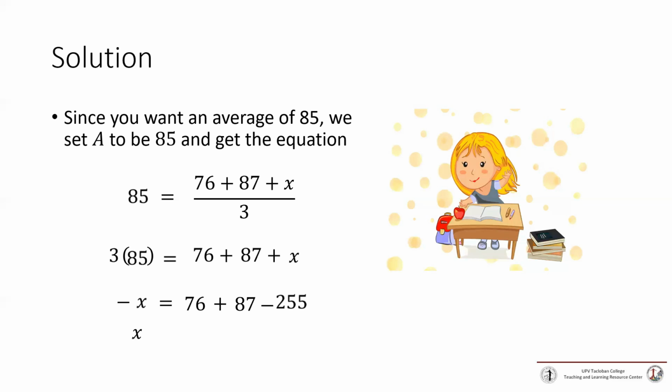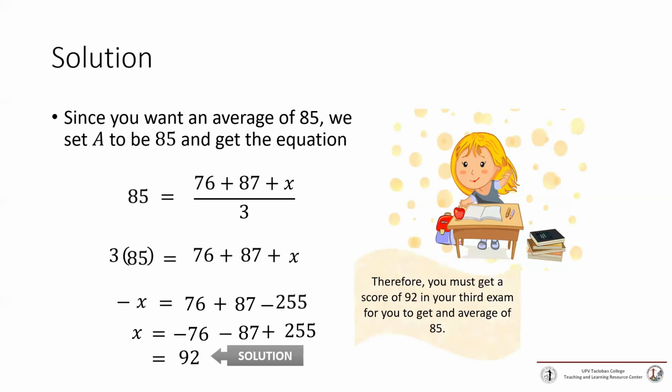And then you simplify. We just multiply a negative sign to both sides. Then we have X is equal to negative 76 minus 87 plus 255. When we simplify that, we have 92, and 92 is our solution. Therefore, you must get a score of 92 in your third exam for you to get an average of 85.